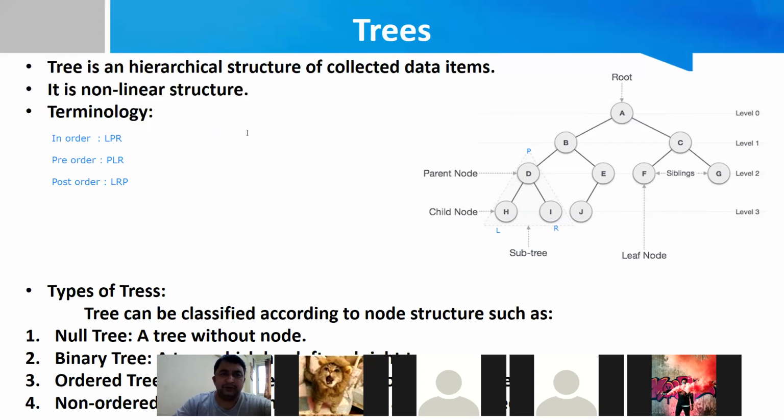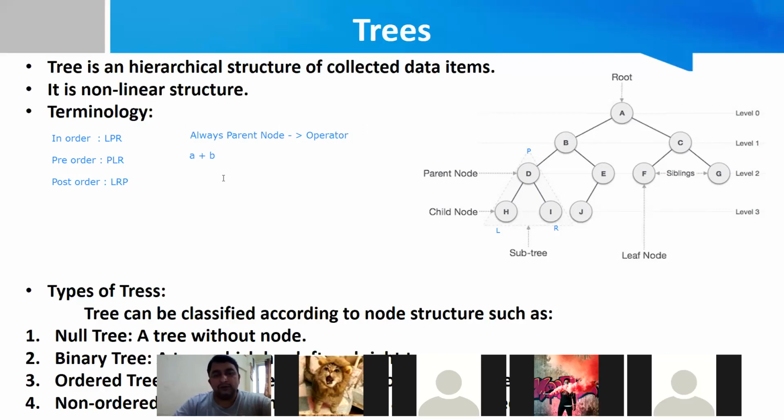Always this parent node is equal to an operator. It should be an operator. Say, suppose here I am taking an example a plus b. So this is an expression, right? Generally this tree is used to draw and see how the expression will be stored and how the expression will be executed, right? That is the use of a tree.